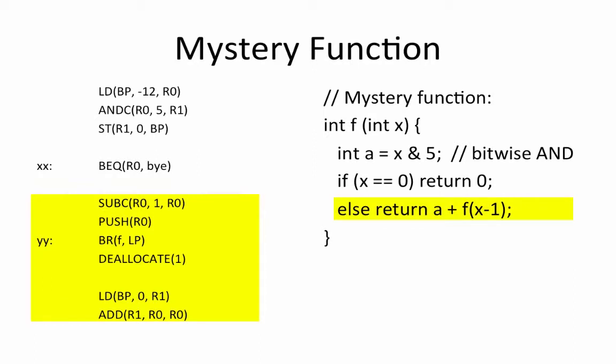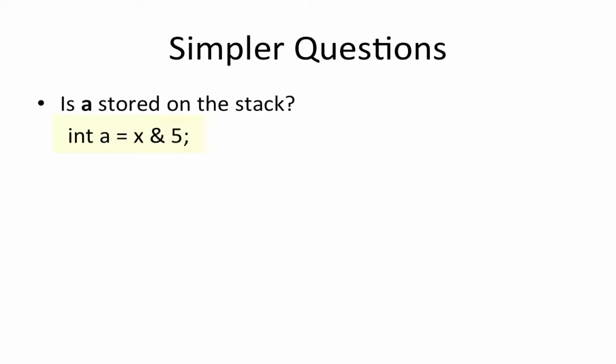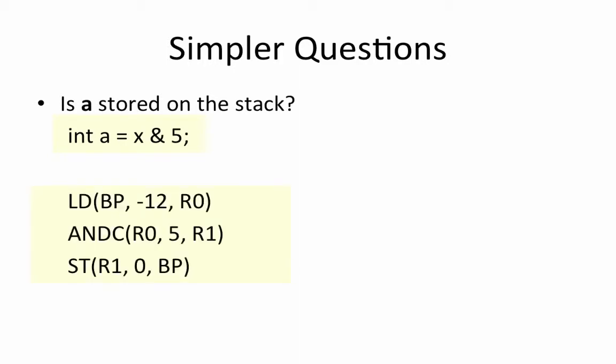Before we continue with analyzing a stack trace from this problem, let's answer a few simpler questions. The first question is whether or not variable a from the statement a equals x and 5 is stored on the stack, and if so, where is it stored relative to the BP register? Earlier, we saw that our assembly program allocates space for one local variable on the stack. It then stores R1, which holds the results of performing a binary AND between x and the constant 5, into the location pointed to by the BP register, as shown here.